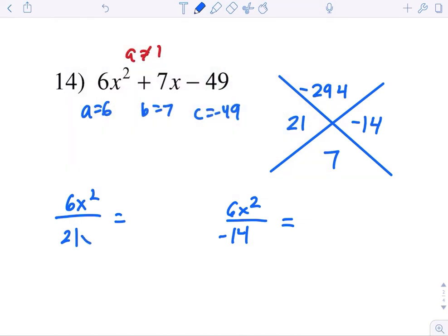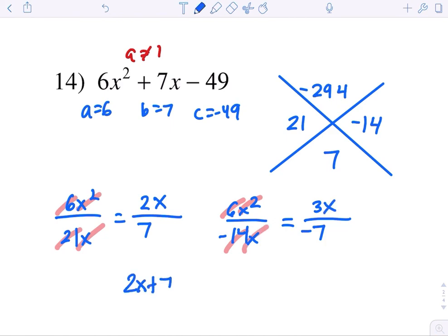Oh, I forgot to put the variables. Okay, a 3 can be divided into both, so we're going to get 2 over 7, and then x could be divided into both, so we're going to get x. Over here, a 2 could go into 6 and negative 14, so we're going to get 3 over negative 7, and an x could cancel top and bottom, so you just get x. 2x plus 7, 3x minus 7.